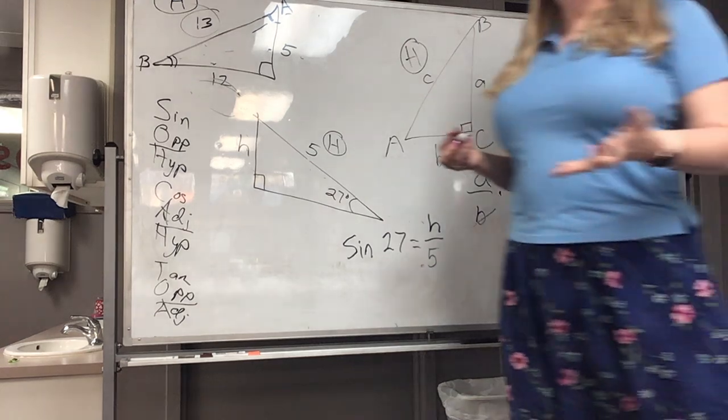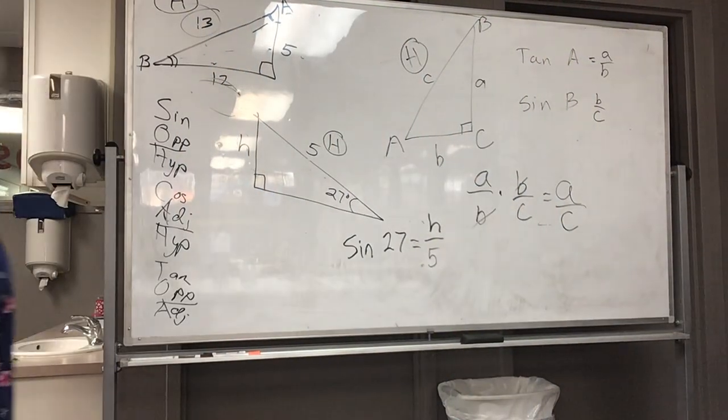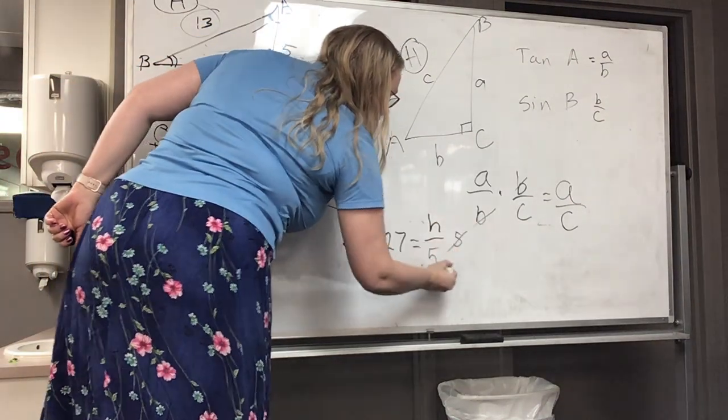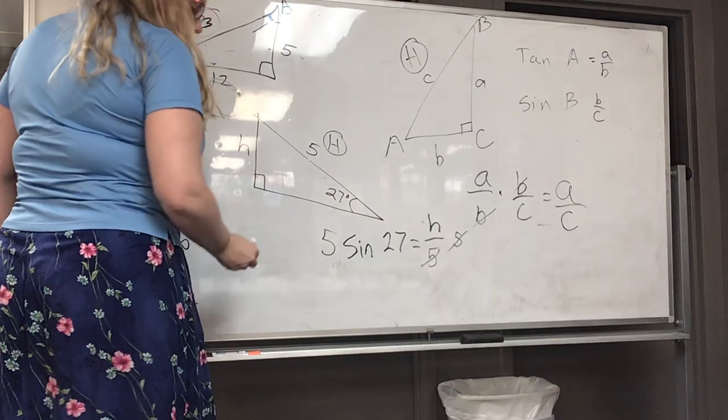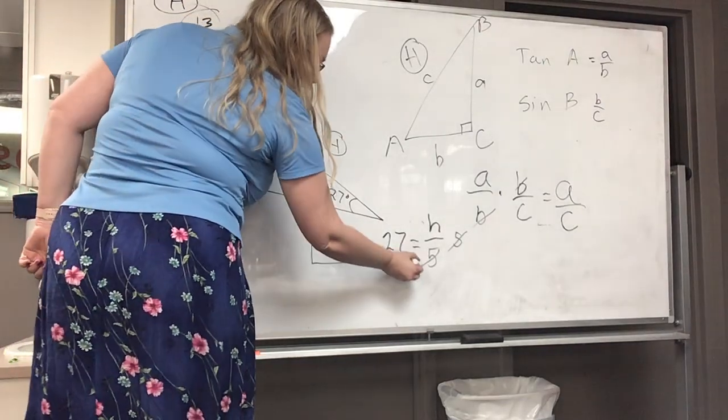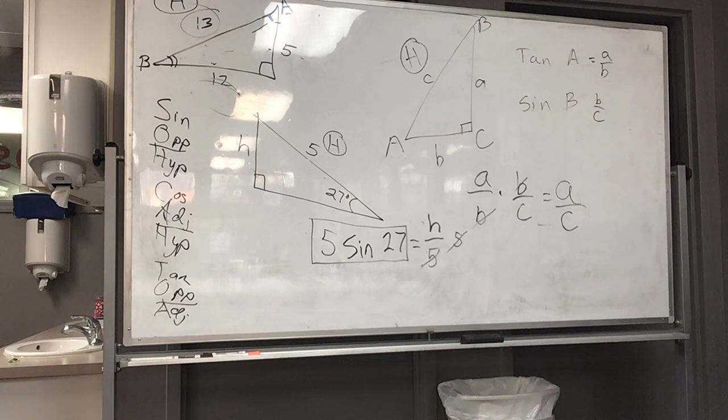And so we set it up just like we have been with the other problems. How would we solve for h? How do we get rid of that 5? Multiply 5 on both sides. Yeah, here it would cancel. Here it would come out as part of our answer. So again, on the ACT, frequently they would leave that as your answer. You would just have 5 sine 27 as the answer. Go ahead and type that into the calculator.